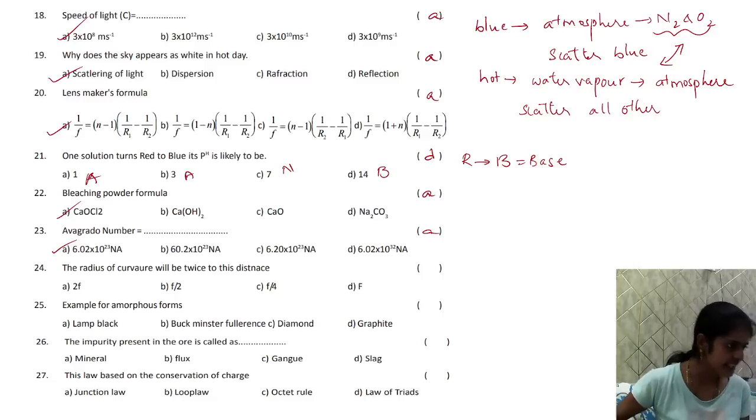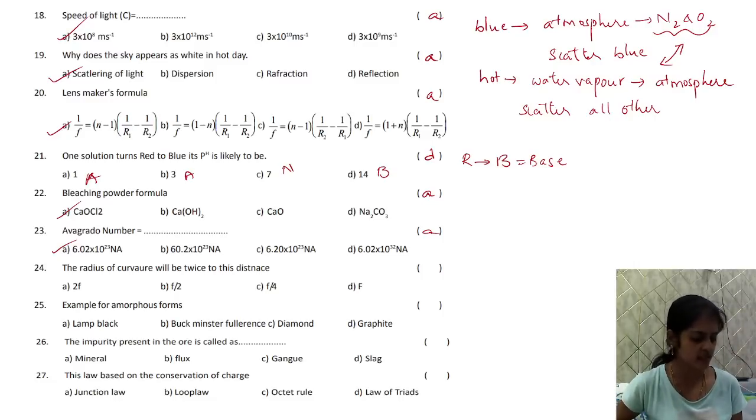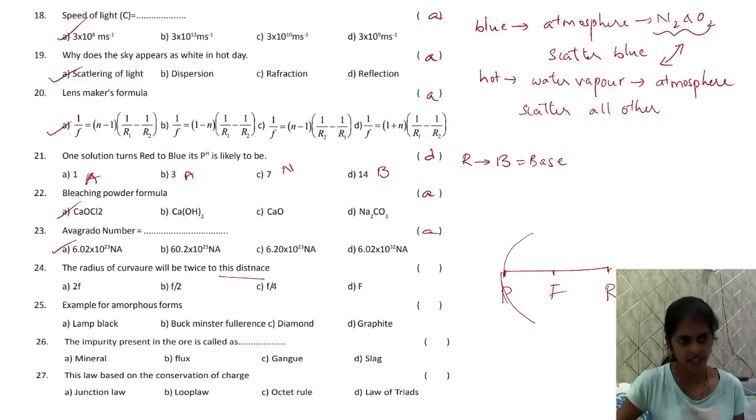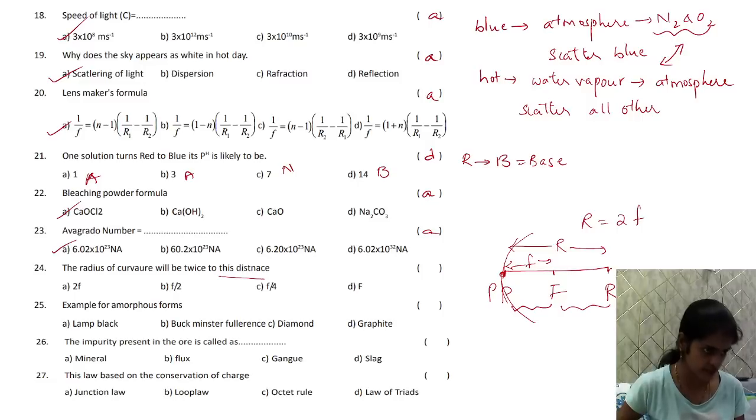The radius of curvature will be twice its what? See here, when we take the mirror, this is the pole of the mirror, this is the focal point, and this is the radius of curvature, isn't it? So this and this will be equal. So the radius will be 2 times the focal length. If this is the focal length, this total is the radius of curvature. So R will be 2 times the focal length.